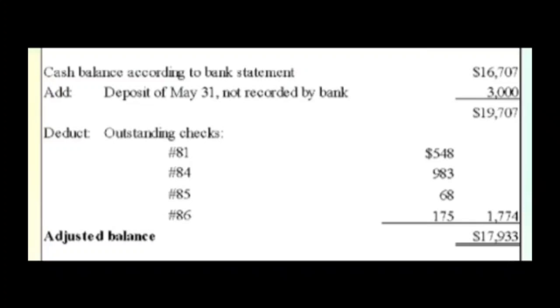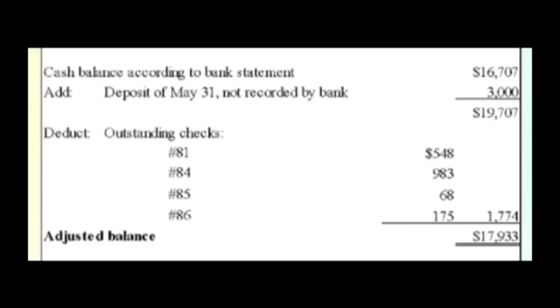That deposit made by the company should have been added into the company's book, and it had been added. Now if we want to reconcile the balance, this deposit is not recorded by the bank. If the bank adds this deposit, then the balance shall be equal to the company's balance. So 16,707 shall be added to 3,000 and the total balance shall be 19,707.